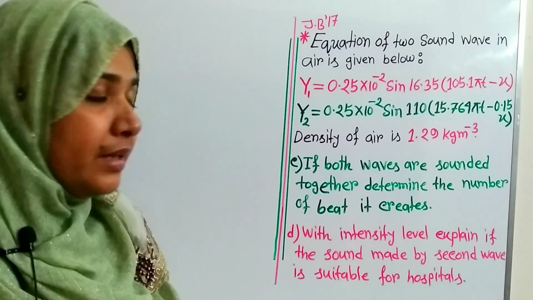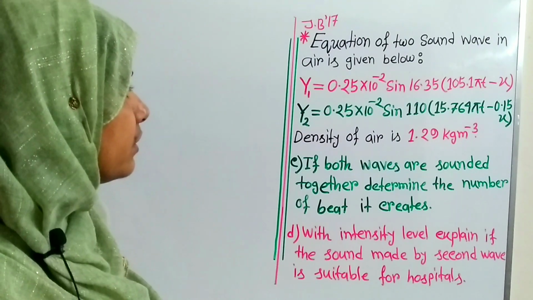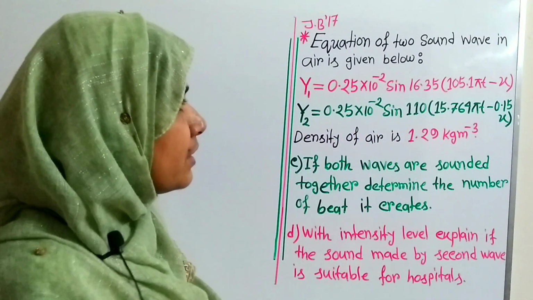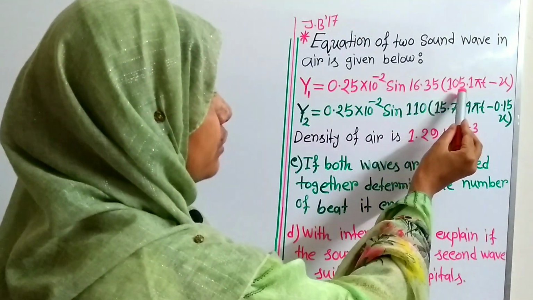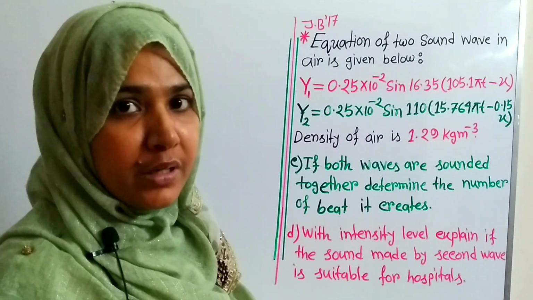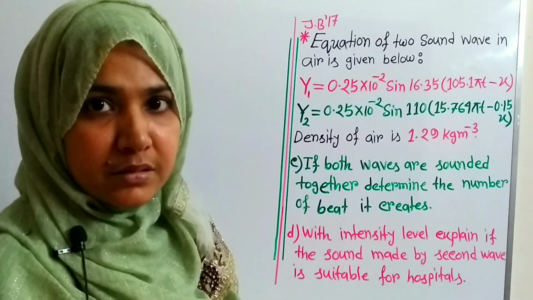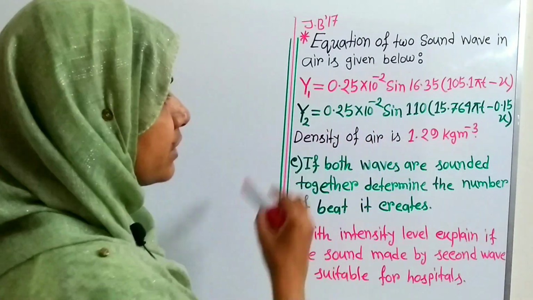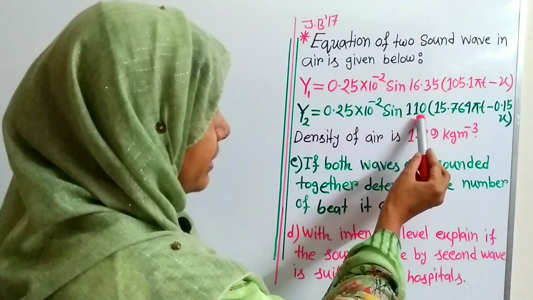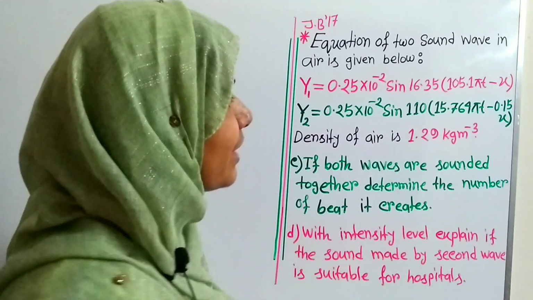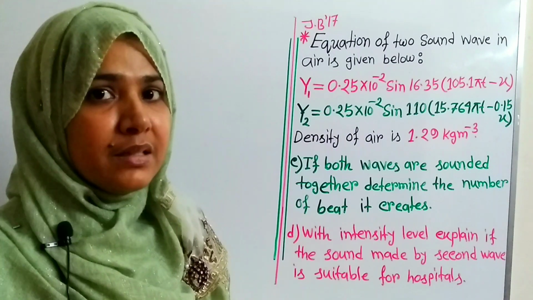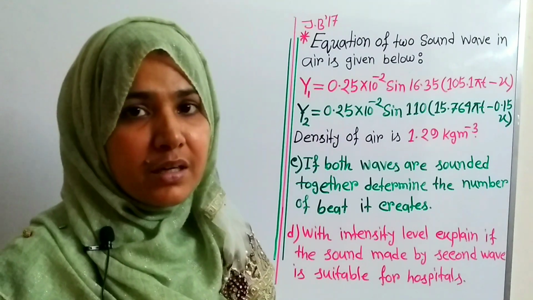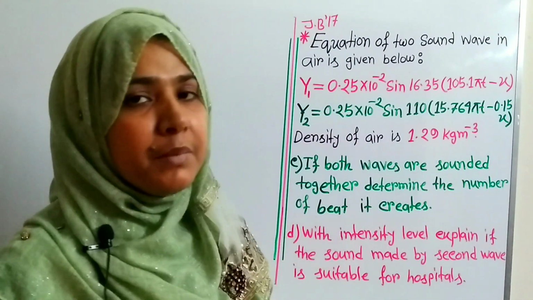And our second creative question is from Jessore Board 2017, and the question is, equation of two sound waves in air is given below. Here y1 is 0.25 into 10 inverse 2 sine 16.35 into 105.1 pi t minus x, and the equation y2 is 0.25 into 10 inverse 2 sine 110 into 15.764 pi t minus 0.15 x. The density of air is given here, 1.29 kg per meter cube.